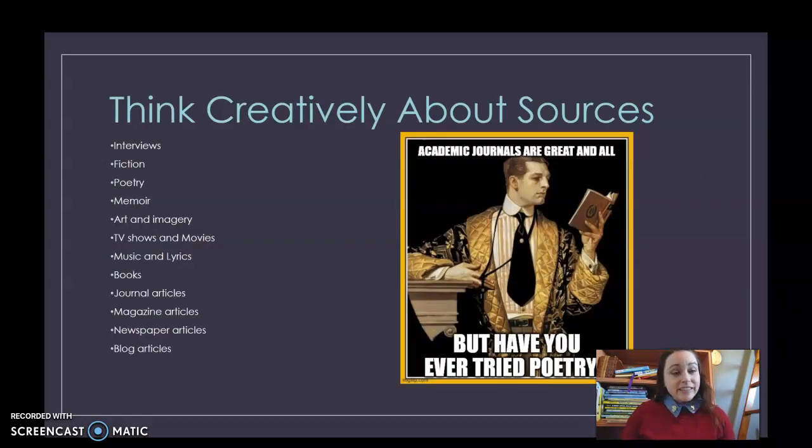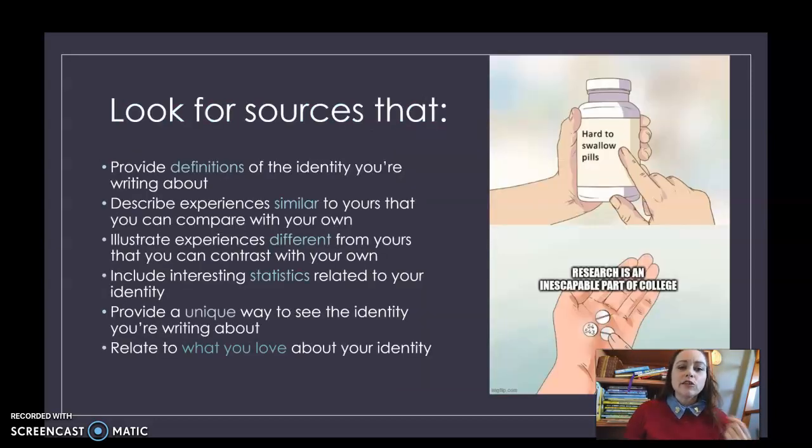As you work on this project, please think creatively about your sources. There are so many potential sources of information for you to use, like interviews, fiction, poetry, memoir, art, imagery, TV shows and movies, music and lyrics, books, journal articles, magazine articles, newspaper articles, blog articles, and so much more. So what you should do is look for sources that provide definitions of the identity you're writing about. Describe experiences similar to yours that you can compare with your own. Illustrate experiences different from yours. Some sources that include interesting statistics related to your identity, or provide a unique way to see the identity that you're writing about. Finally, something that relates to what you love about your identity.